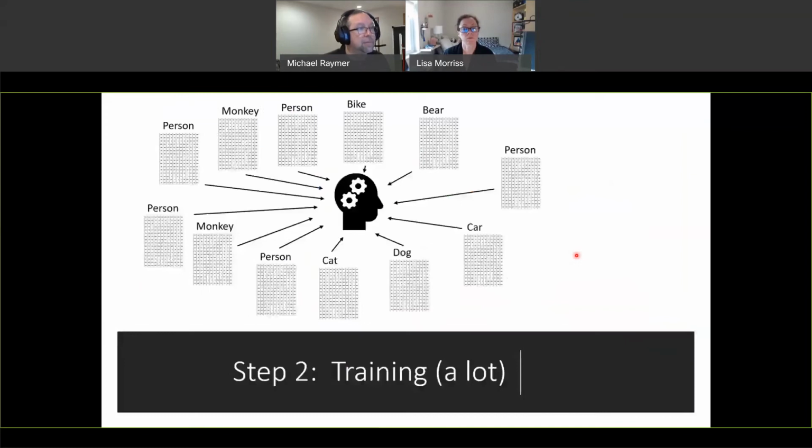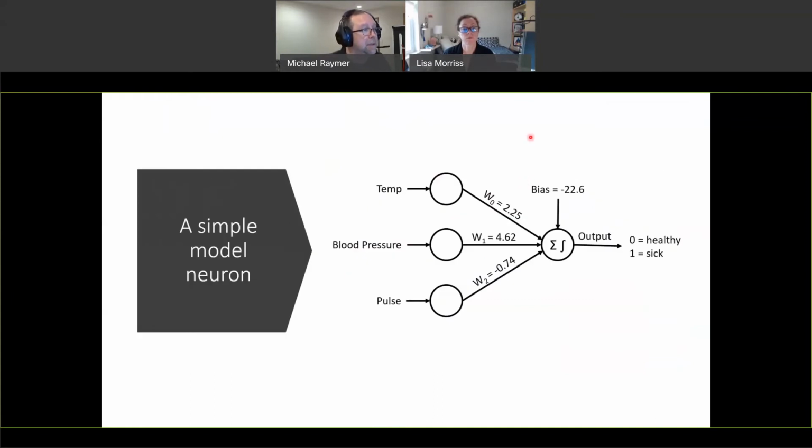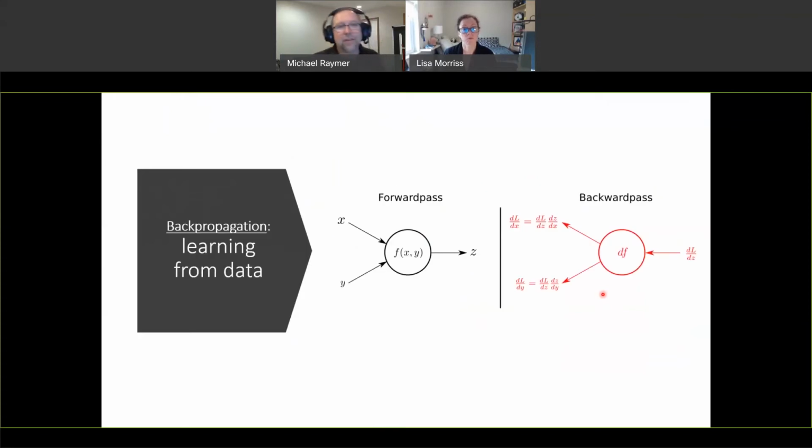machine learning algorithms. We give it lots and lots of data. And every time we give it some data and say, this is an example of a temperature, blood pressure, and pulse for someone who should be sick, the algorithm updates the weights a little bit to get closer to the right output. And as we keep giving it more and more data, eventually it starts answering correctly for all of our putative patients here. The math is actually not that bad.